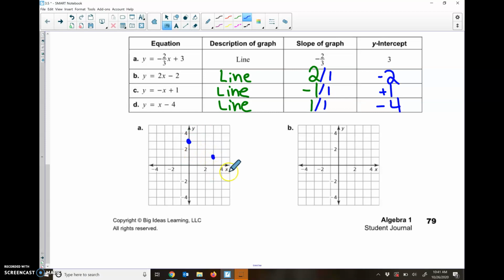And I'd like to do it again, except that would put me off the graph. So I'm just going to have to try to get my line as straight as I can. So it would look something like that. All right, same thing with B here.